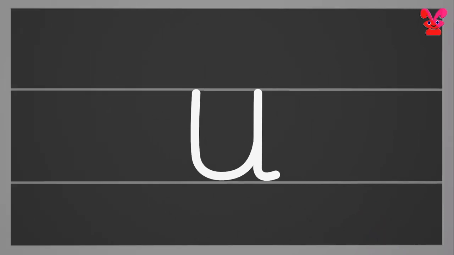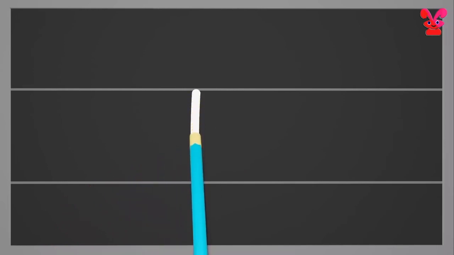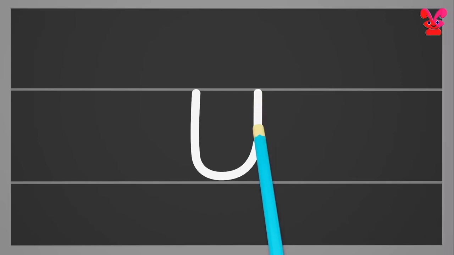Small u. Start from the middle and draw a standing line till the bottom and then slightly curve upwards. Again go to the middle and draw another straight line downwards with a small curve at the bottom. Small u.